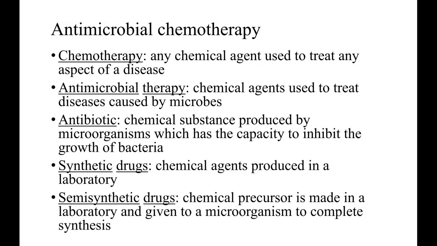Now, the true definition of an antibiotic is a chemical substance which is produced by microorganisms that has the capacity to inhibit the growth of bacteria. If you remember learning about Fleming, he was working with bacteria and he noticed that there was a fungus on his plates and it was actually killing the bacteria. That is the true definition of an antibiotic, but we tend to use them interchangeably.